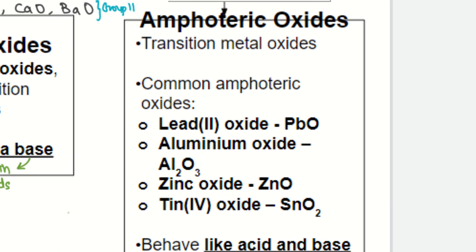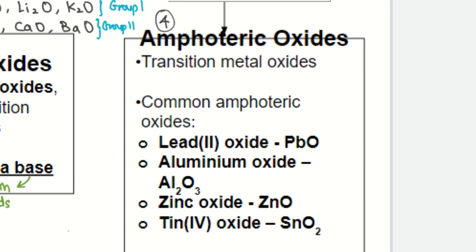Now the last kind is amphoteric oxide, and they are oxides of transition metals. Transition metals are metals that have different charges in different compounds, and transition metals usually occur along the staircase in the periodic table. Some of the common oxides that you need to know are 4 kinds, and I call them the zeptin oxides.